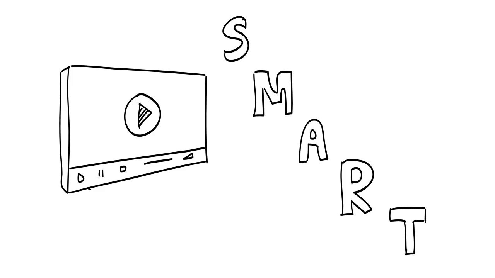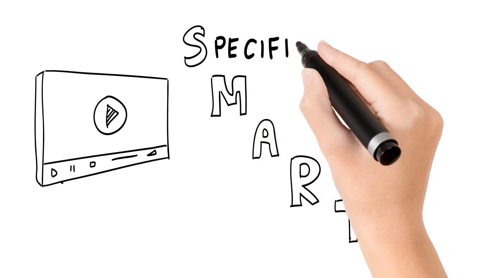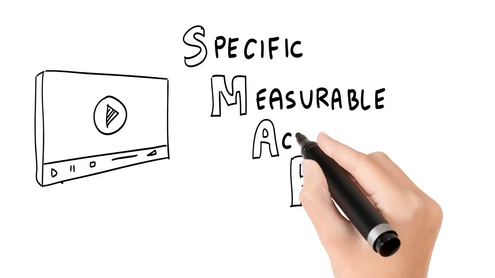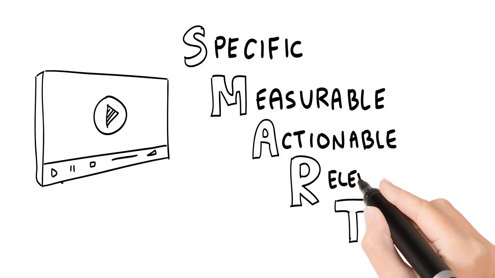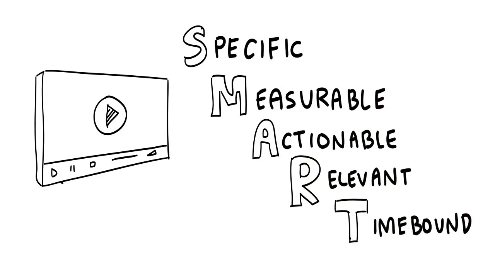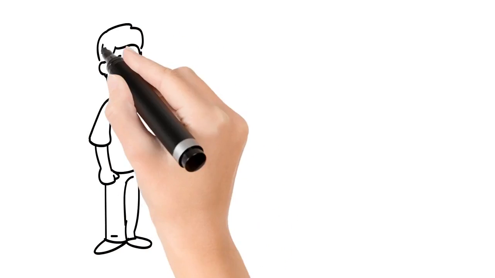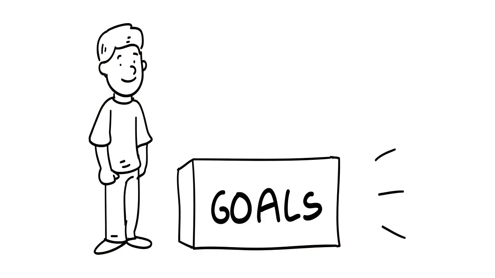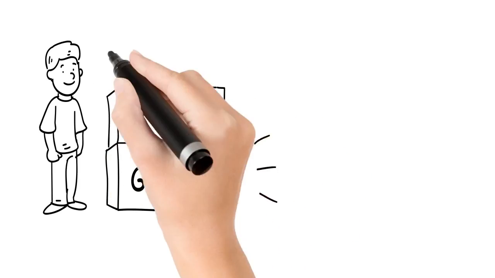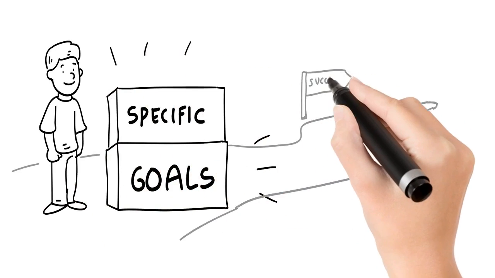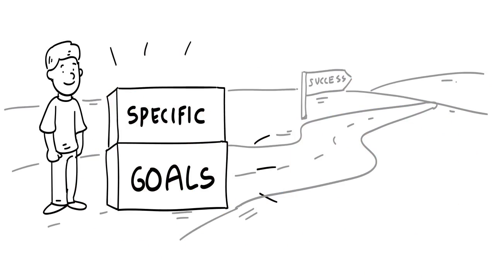SMART objectives are specific, measurable, actionable, relevant, time-bound. To begin, ask, how specific is my campaign's objective? This is the most important part of setting objectives. If an objective is not specific, it is difficult to measure success and to establish a timeline for completion.